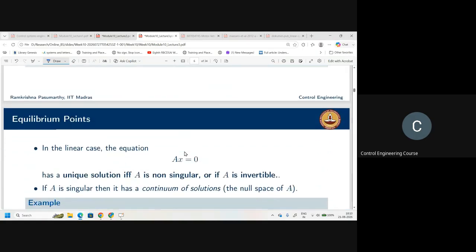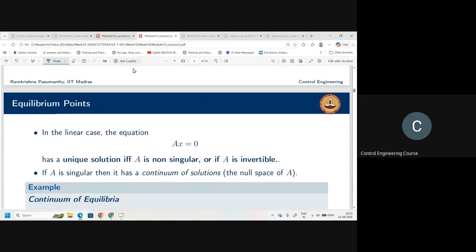Now for the linear case, x dot equal to Ax plus Bu, right? Let's assume u equal to 0, since we compute the equilibrium point for u equal to 0. Then it is x dot equal to Ax. In this case, equilibrium point x dot equal to 0 implies Ax equal to 0. So the equilibrium points for this case: if A is an invertible matrix or full rank, then you will have only one equilibrium point.